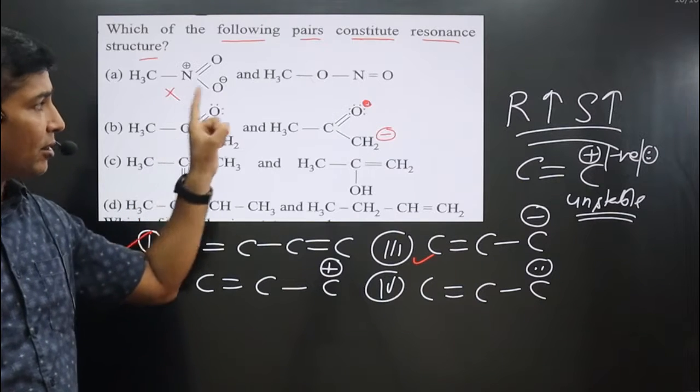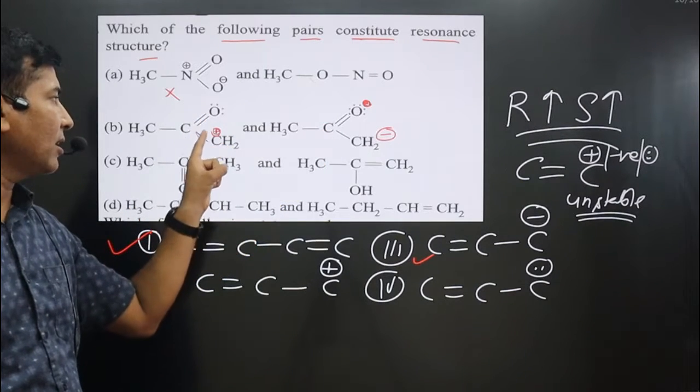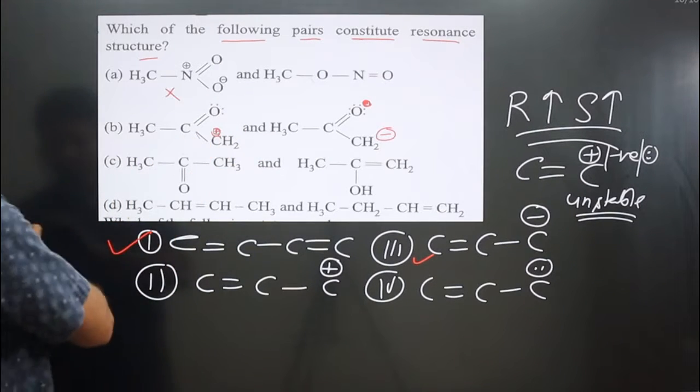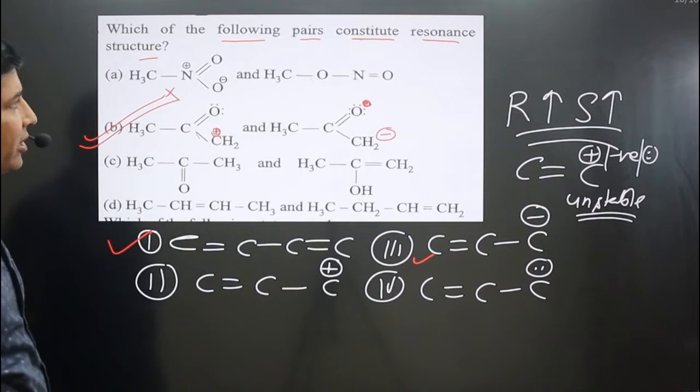In this case, it is also a conjugated system. Double, single, positive; double, single, negative. Conjugated system and resonance is there. Option B is absolutely correct.